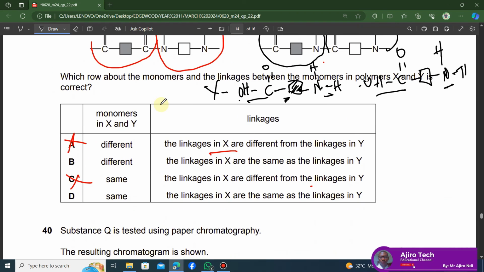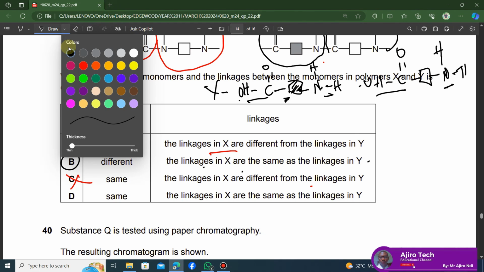So our answer definitely is that the linkages in X are the same as the linkages in Y, but the monomers in X and Y are different. That is what I just wanted to explain briefly there.